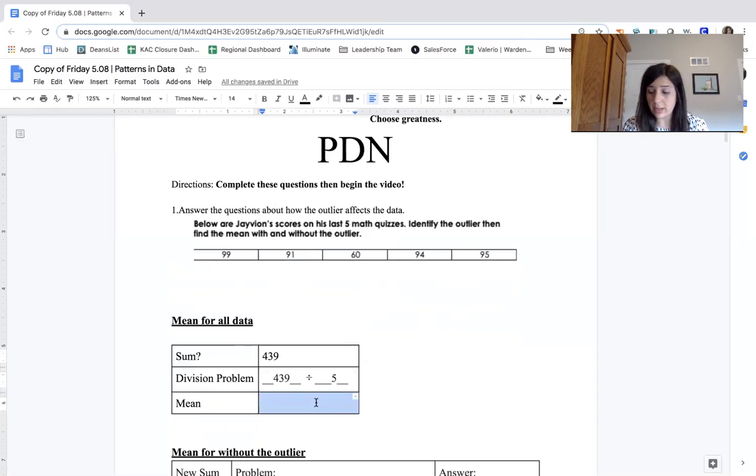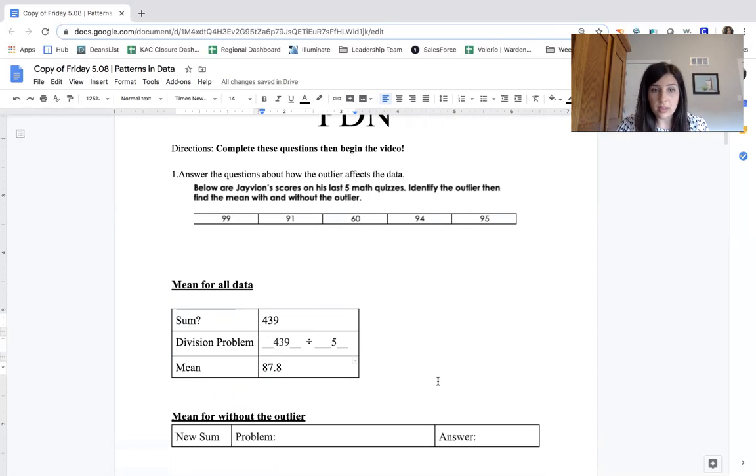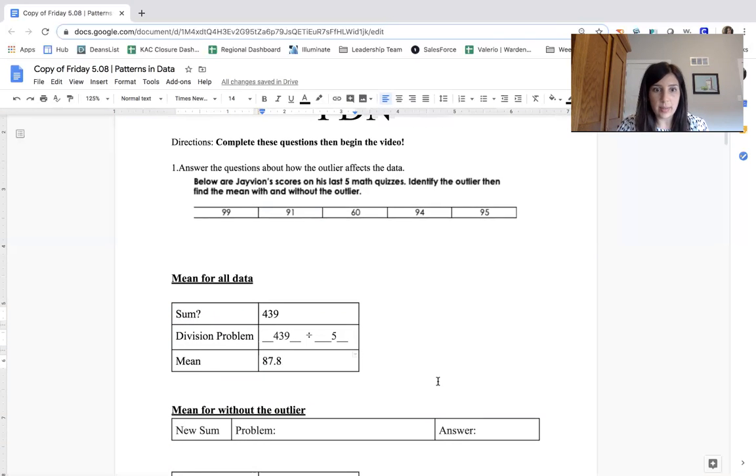If I do that division, either on paper or with my calculator, I'm going to get a mean average of 87.8. So with all those test scores added up, Javion's getting about a B plus right there for the semester.